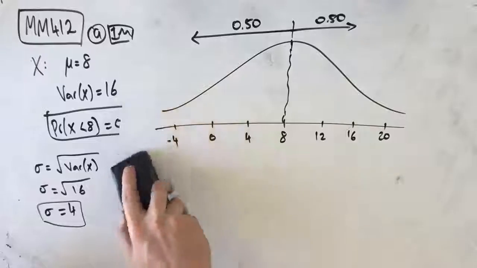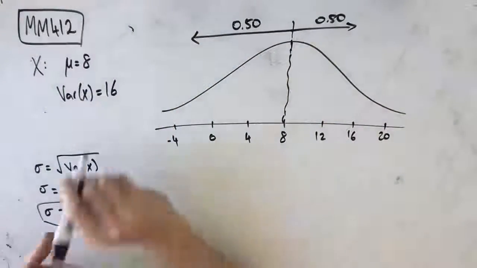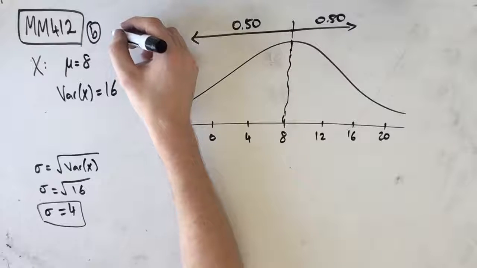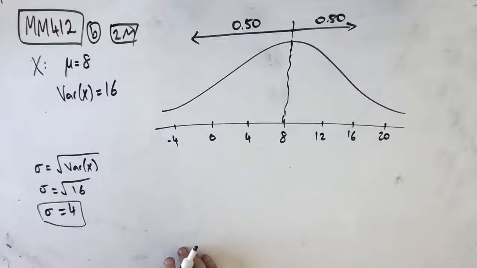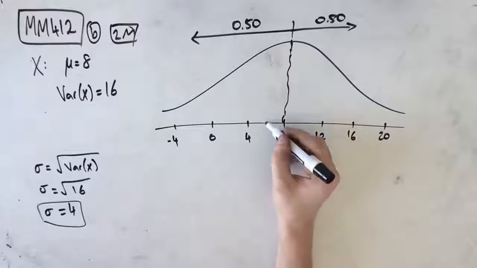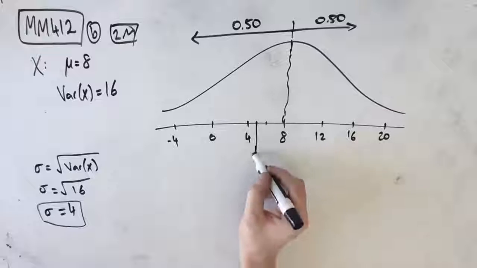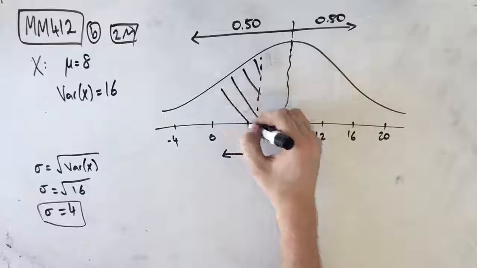Part B is a little more tricky. It's a 2-mark question. And it says find the value of A where the probability that x is less than 5 equals the probability that z is greater than A. Awesome. So first things first, we need to figure out where our x value is, which is at 5. So 6 would be there, so 5 would be here. And we're looking for the probability that x is less than that, right? So all the area here.